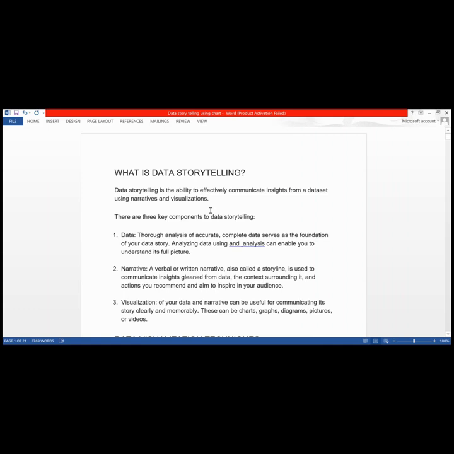Okay, so what is data storytelling? Data storytelling is the practice of using data and visualization to tell a compelling narrative that helps convey insights, patterns, or trends to your audience. Now, it's one thing to tell a story, it's another thing to use the right visualization tech to tell that story.